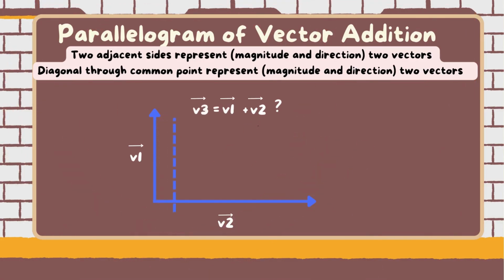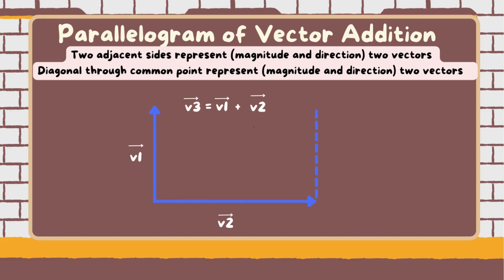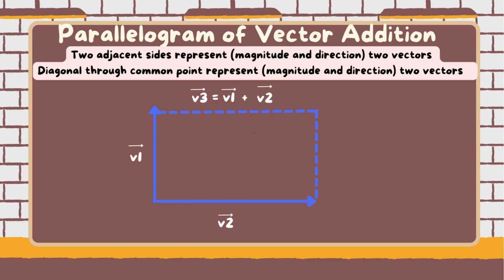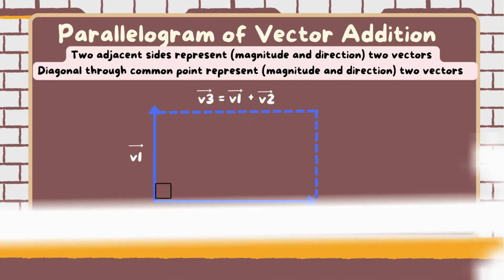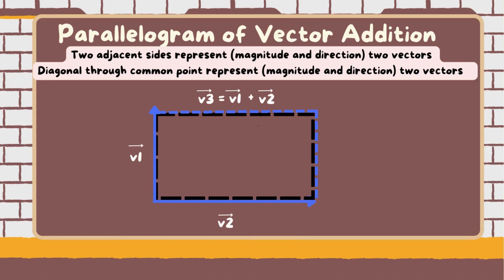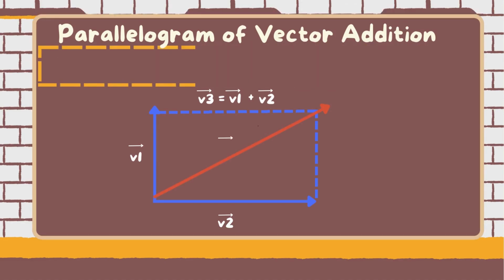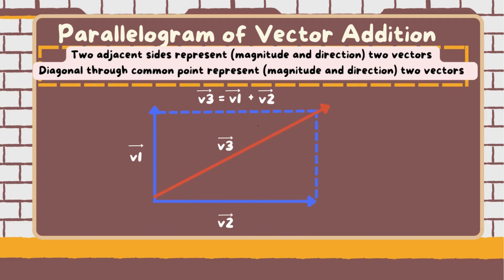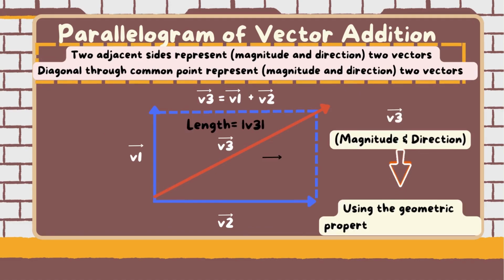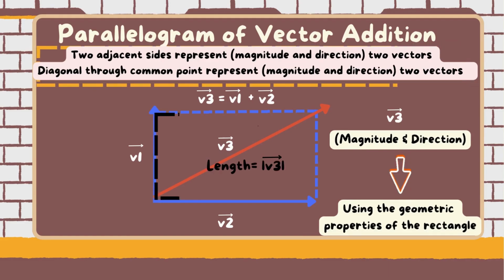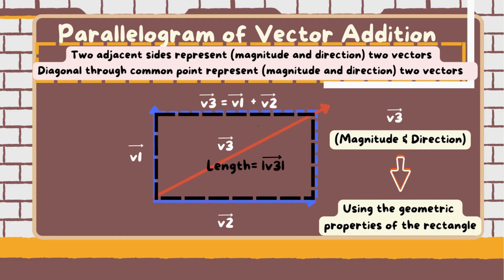For this, let's draw a line segment parallel to vector v1 here and similarly a line segment parallel to vector v2 here. So since v1 and v2 are perpendicular to each other, we get a rectangle here. Now, according to the parallelogram law of vector addition, this diagonal will represent the vector v3. We can find the magnitude and the direction of the vector v3 by using the geometric properties of this rectangle. So, in this way, we can apply this law to find the vector sum of two vectors.